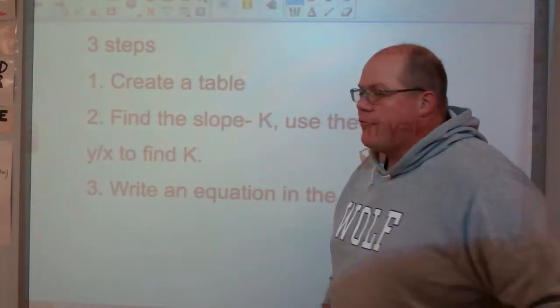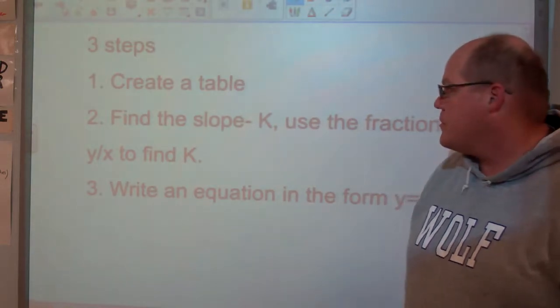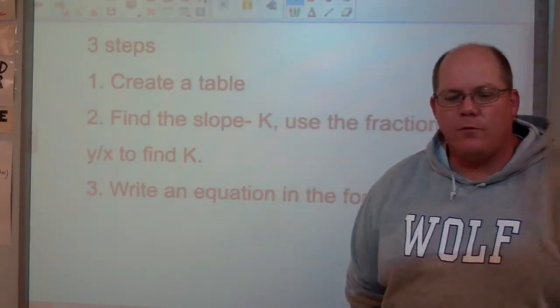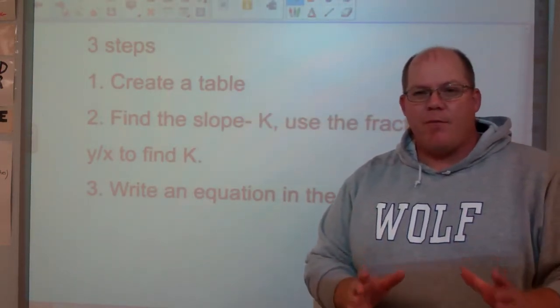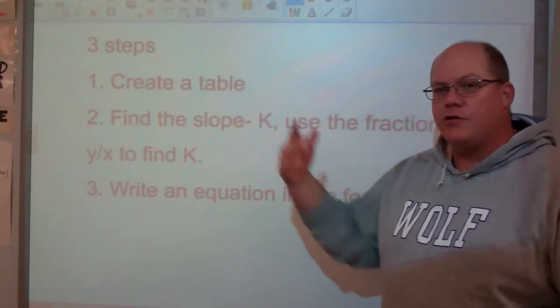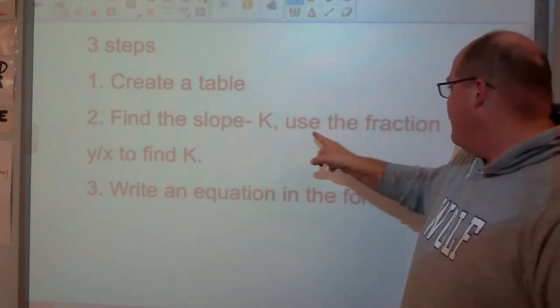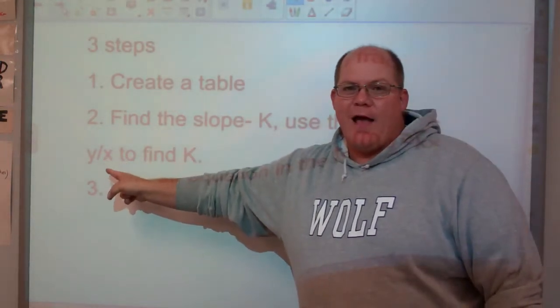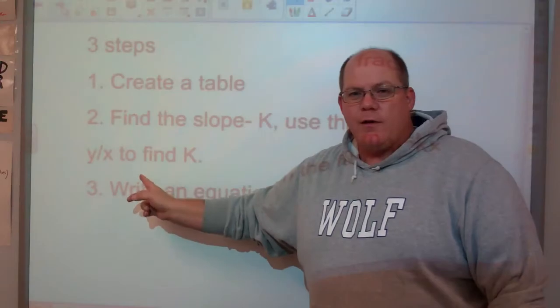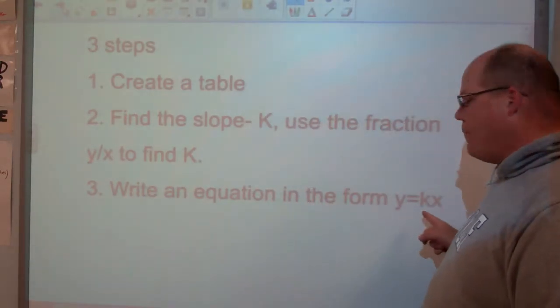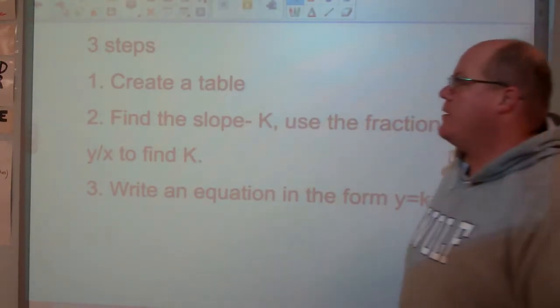There are 3 steps when working with linear proportions. First, we create a table. We take our information and create an X and Y table, as I showed you earlier. Then we find the slope, K. We use the fraction Y over X to find K. And once we know K, we can write an equation in the form Y equals KX. All right, so let's practice.